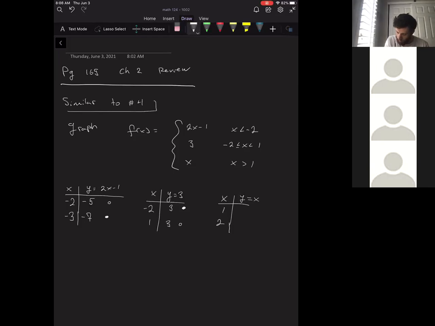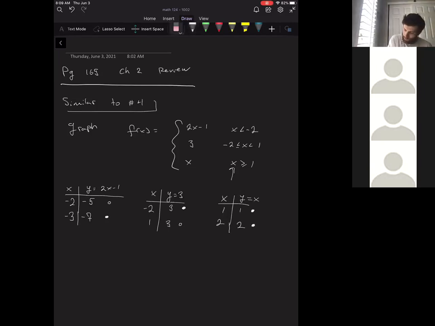Now, the last one. This is just y is equal to x. Whatever the x value is, that's what the function is. So this is going to be 1 here, and this is going to be 2 here. And, oh, sorry, this needs to be an or equal. This needs to be greater than or equal to. Okay, so now we're plugging in an x value of 1. We're allowed to plug 1 in here because 1 is bigger than or equal to 1. So we'll put a closed dot because we're allowed to plug that one in. And same with 2. 2 is bigger than or equal to 1. So we're going to put a closed dot on this one.